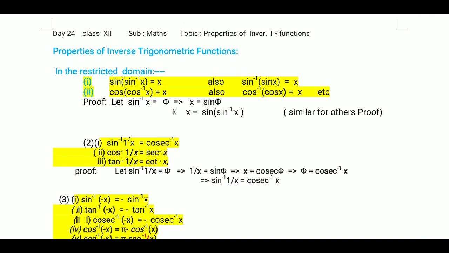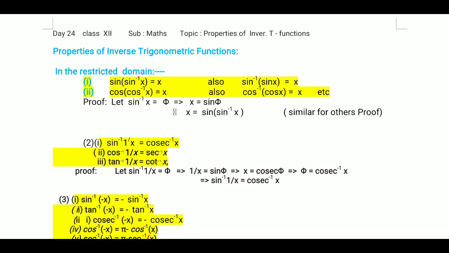Now property number 2: sin inverse (1 upon x) is equal to cosec inverse x. Cosec inverse (1 upon x) is equal to sin inverse x. Tan inverse (1 upon x) is equal to cot inverse x. In a similar way, we can say sec inverse (1 upon x) is equal to cos inverse x, and cot inverse (1 upon x) is equal to tan inverse x.